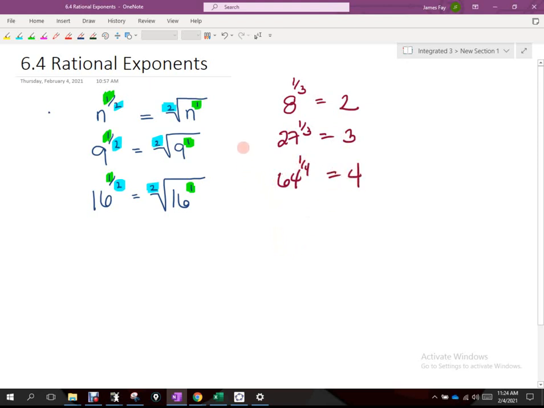Basically, what we determine is, okay, well, this gave me the cube root of 8. So 8 to the 1/3 must be the same thing as the cube root. I know 8 to the 1/3 gave me 2, but the cube root of 8 also gives me 2. 27 to the 1/3 gave me 3, but we also know that the cube root of 27 gives me 3 as well. And the same thing can happen here with the 64.